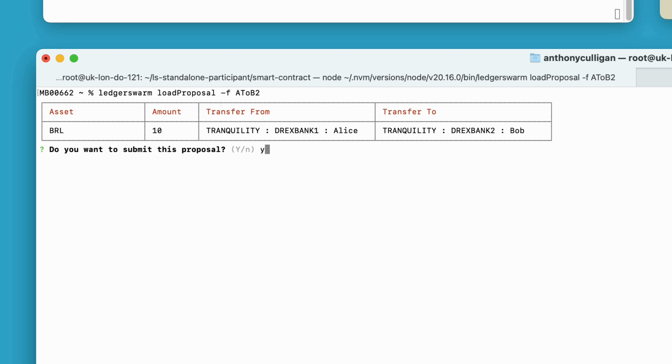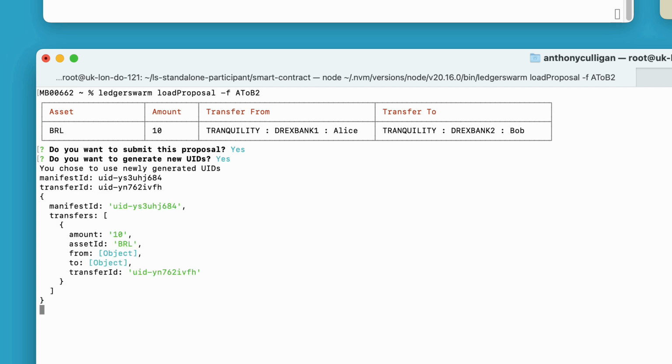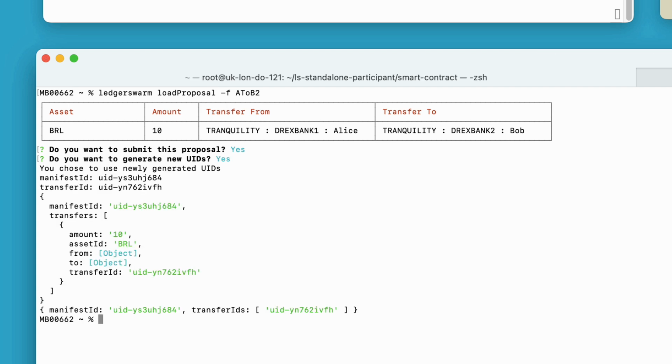Having discovered the settlement route, LedgerSwarm sends the proposal to each participant and awaits assigned authority to proceed. This is when each bank will do their fraud and sanctions checking. Only when all participants have agreed is the transaction finalized and committed to all the ledgers. To speed things up for the demo, all three banks will automatically approve transactions.